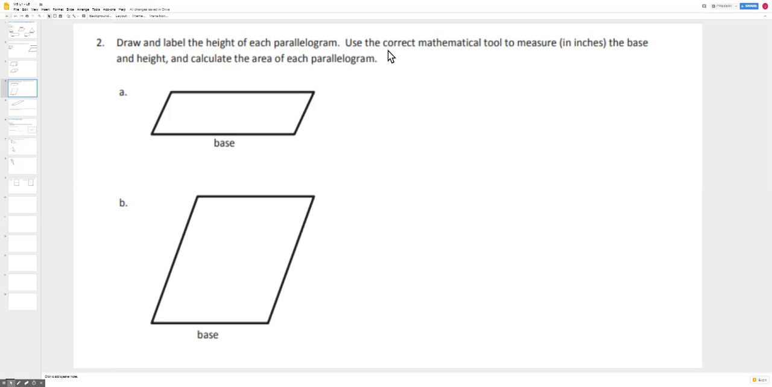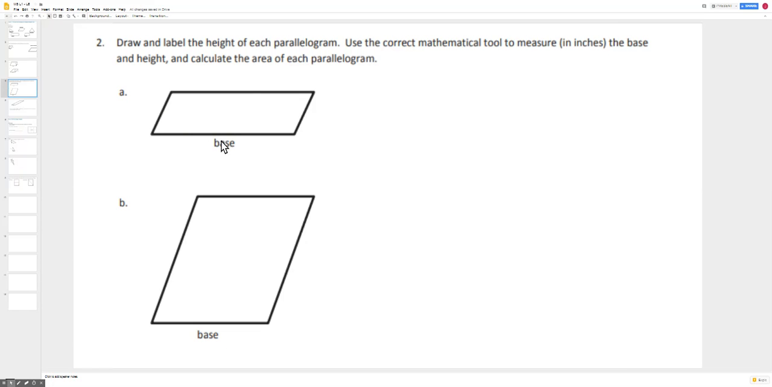Excuse me, I apologize. Use the correct mathematical tools to measure in inches the base and the height and calculate the area of each parallelogram. All right, well, we're not going to do the second part here. All I want you to get used to doing on this section is finding and being able to identify the height. We're going to draw the height in for these parallelograms.